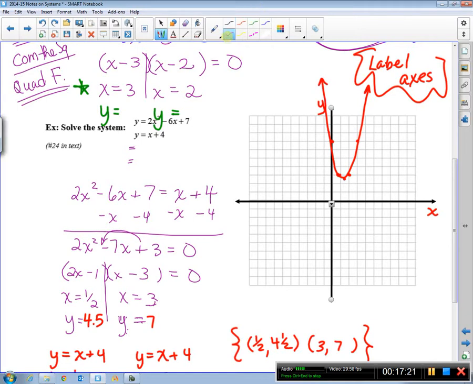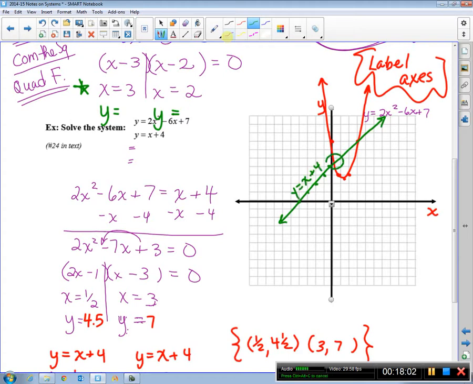Great idea to label your graphs. So I'm going to put a label on this. Y equals 2x squared minus 6x plus 7. And then the line coming in, y equals x plus 4. I know it has a y-intercept of 4 and a slope of 1. And so, let's see if I can get this straight. My orientation is off just a bit. Label this, y equals x plus 4.